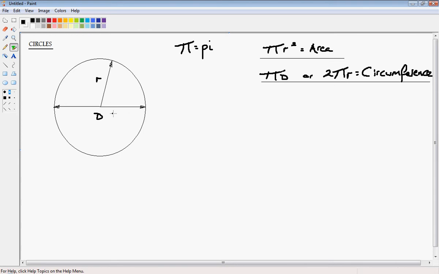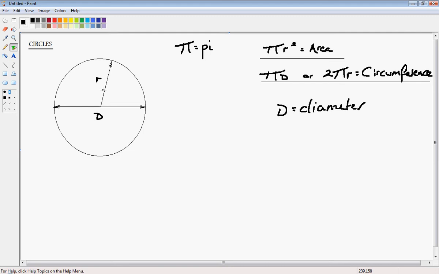Okay, so first off, let's look at the circle. The full width of the circle we call d. Okay, and d is what we call the diameter. So the diameter of the circle is just the full width.